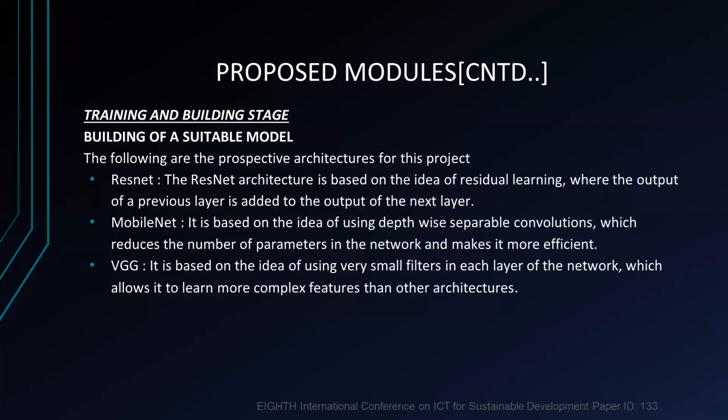VGG16 architecture is known for its simplicity and depth. It contains 16 layers, including 13 convolutional layers and 3 fully connected layers. In contrast, MobileNet is a lightweight and efficient convolutional neural network designed using depth-wise separable convolutions and linear bottlenecks, which helps to reduce computational complexity and model size while increasing efficiency.